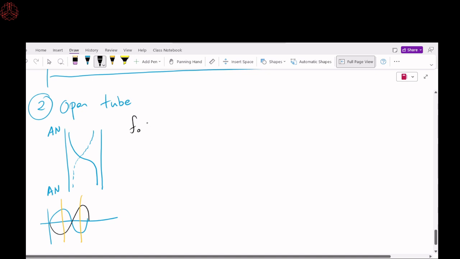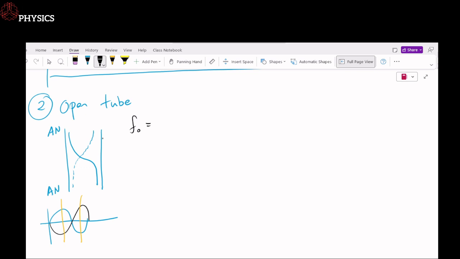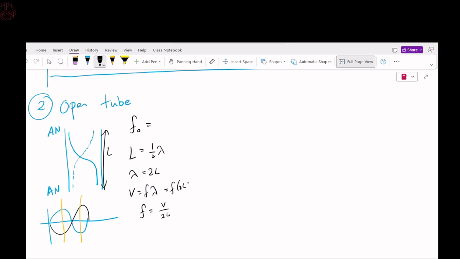So this is the fundamental, and the length of the column is actually half a wavelength. That means my wavelength is 2L. Again, my v equals f lambda, which means it's f times 2L. And again, I have f equals v/2L. My v here refers to the speed of sound.